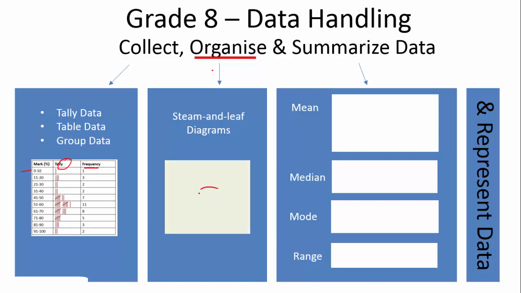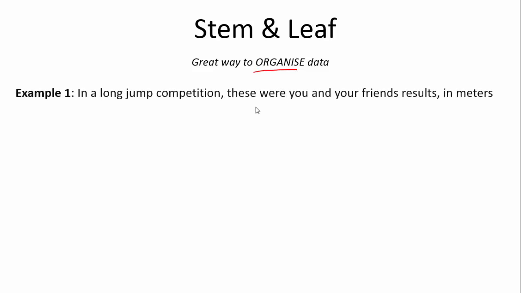By the end of this video, we're going to have filled in something in here, and we're going to teach how to do a stem and leaf diagram. The first thing you've got to know is that it's a great way to organize data. Now I'm really going to push, this is what you actually are doing. We are organizing the data. We've already collected it. So in a long jump competition, these were your friend's results in meters.